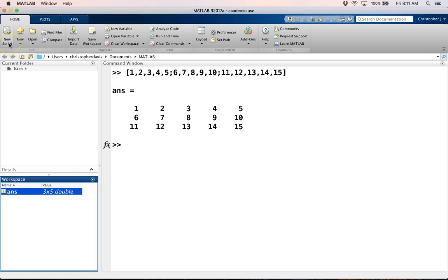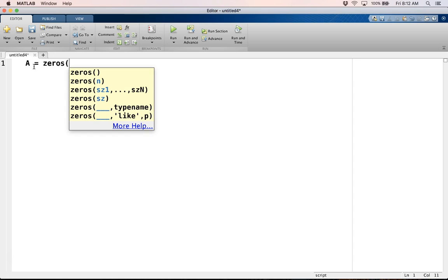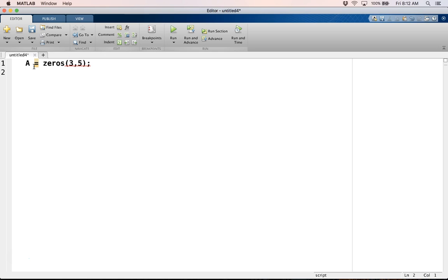So let me make this in a script this time. And I don't really need to do this, but I think it's good practice to initialize it. So let me initialize it to a matrix of all zeros. And then here's where the nested for loops come in. For i equals 1 to 3, for j equals 1 to 5. And I have 2 for loops, so I need 2 ends. There's the first end, there's the second end.